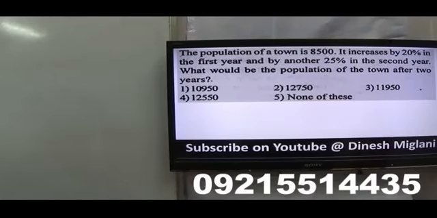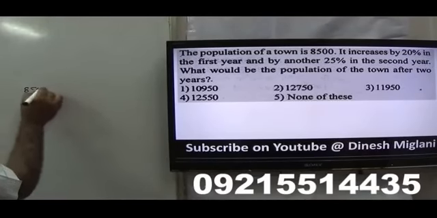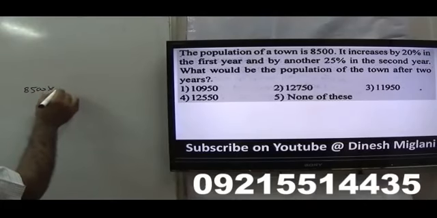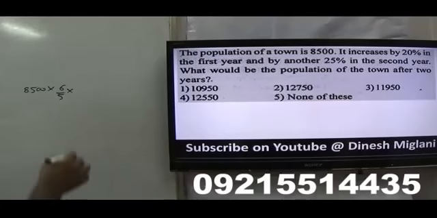The population of a town was 8500, first increased by 20%, then by another 25%. So what is the population after 2 years? Because numbers are simple, 20 and 25. When 20% increase, it means 120 by 100, you make it as 6 by 5. 25% increase, 125 by 100, you may take it as 5 by 4.